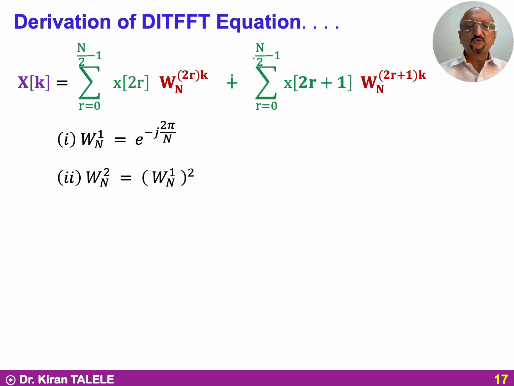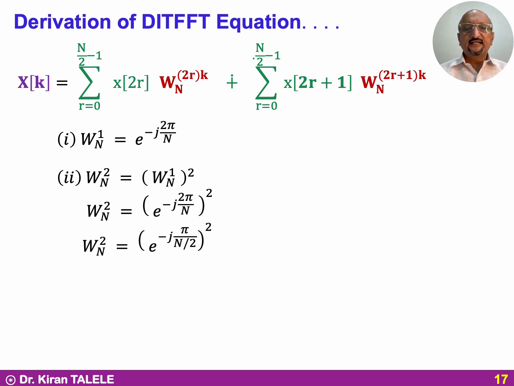W_N raised to 1 is e raised to minus j 2 pi by N. That means W_N raised to 2 is W_N raised to 1 to the power 2. But W_N raised to 2 is e raised to minus j 2 pi by N to the power 2. Let's replace this denominator N by 2, and outside this power 2, we'll take it inside. So this 2 will get multiplied by 2 pi.